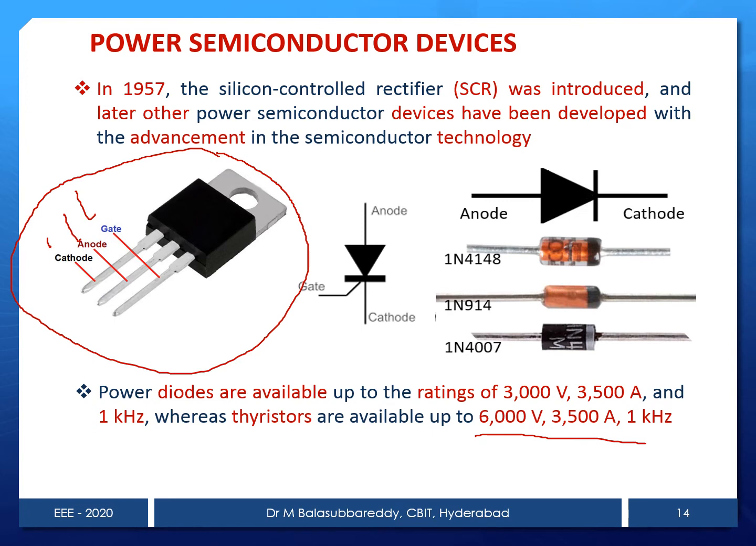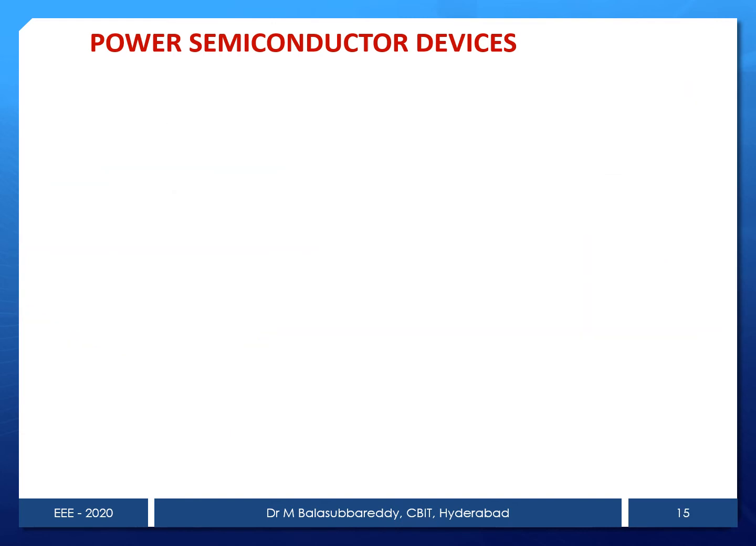I mentioned here some of the diode symbols as well as the real diodes also. This is the symbol of the diode, anode and cathode. So we can observe the diode, this side we can represent as the cathode, and this is the anode, with different diode numbers, because different numbers will be there for different ratings. These are some diagrams I represented for the diode.